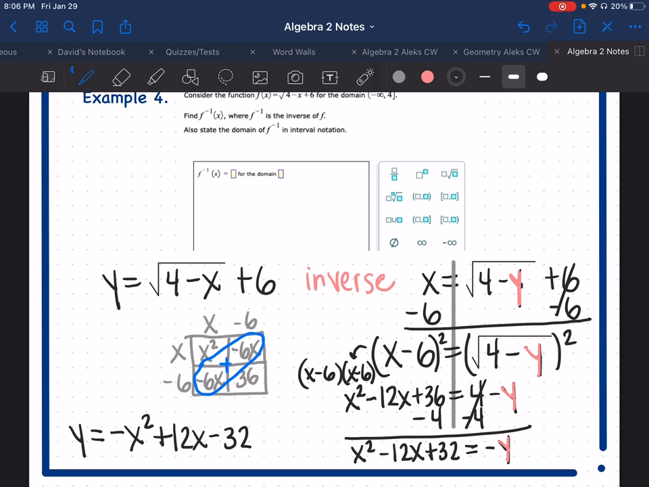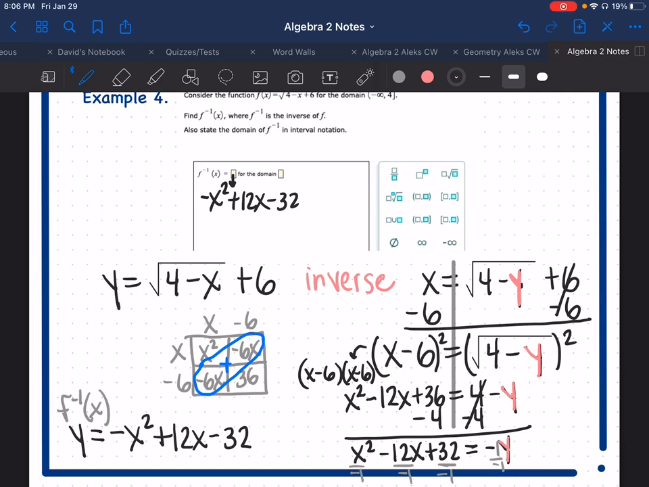Now, the last step is to take this y and change it to the function inverse notation, which is right here. In fact, I'm going to go back and show you guys that I did divide that by negative 1, just in case. There we go. And so what am I going to put right here in this first blank? I'm going to put negative x squared plus 12x minus 32. This is what's going to go in this first blank.